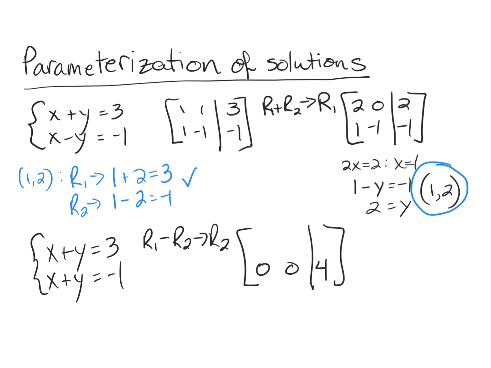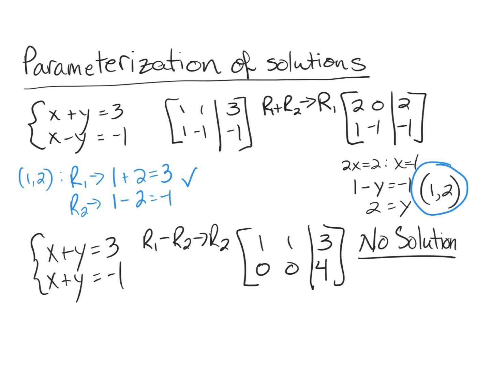This can never be, right? Because 0 plus 0 can't equal 4. This is a situation where there's no solution. Why? Because the lines were parallel and they never crossed each other, right?